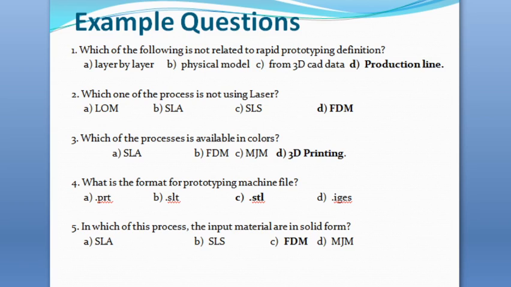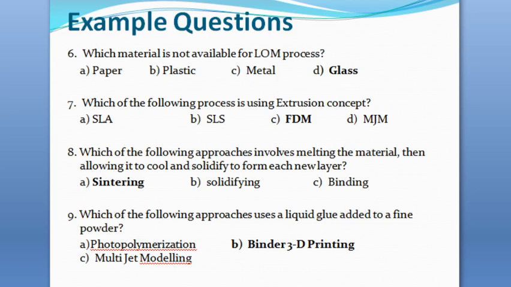What is the format for the prototyping machine file? STL format is used in AM or prototyping machine, the .stl file. Fifth one: in which of these processes are the input materials in solid form? In which process using the solid material? SLA, SLS, FDM, MJM. FDM uses the wire form of material for making the part.